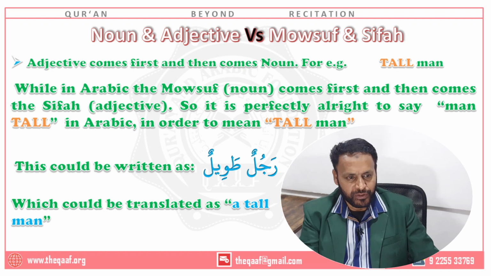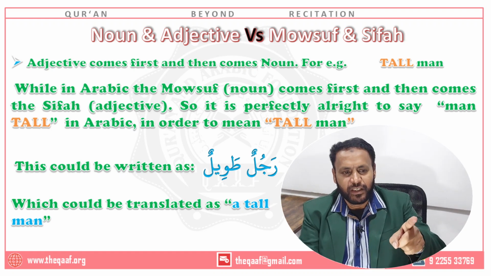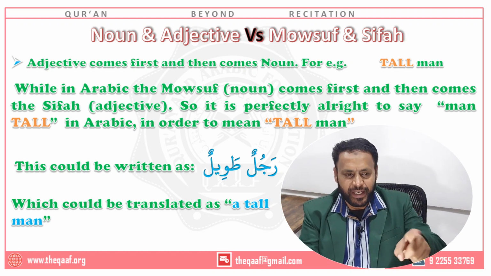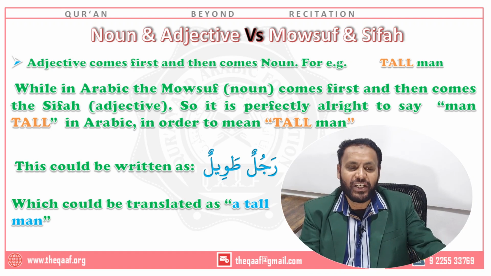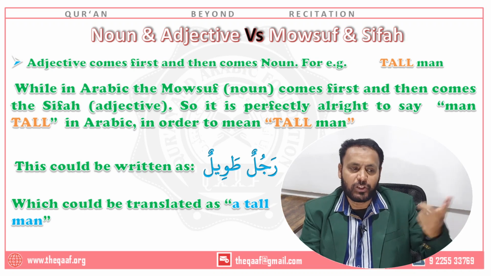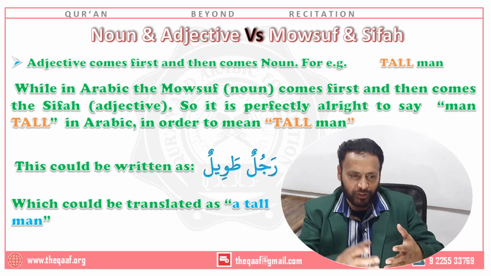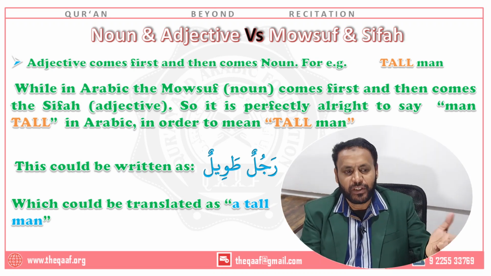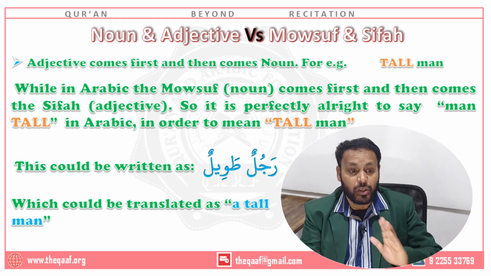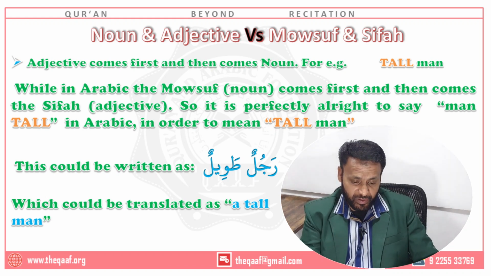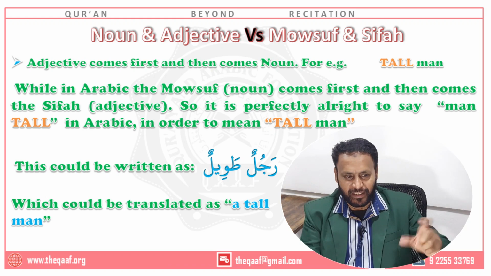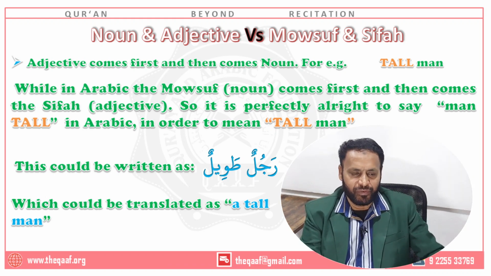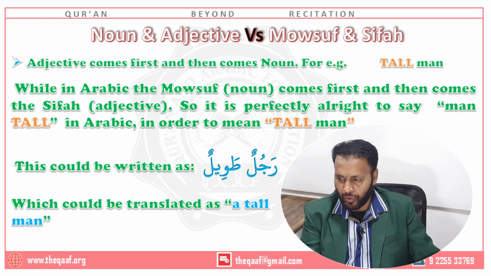Okay, fine. If you see on the screen, even though it's written as tall man, in Arabic you will write rajulun tawilun. Rajul means man, tawil means tall. Tawil also means long in spoken Arabic. So long, tall, great, big, these are kind of synonyms. So rajulun tawilun would be tall man. Keep that in mind. You see that it's written man tall, but we are translating it as tall man.